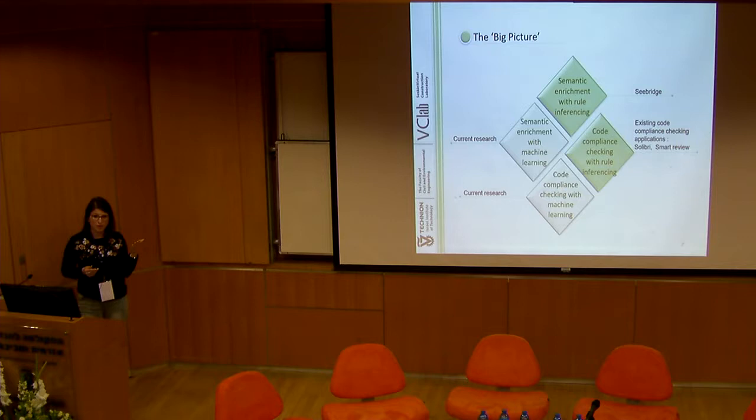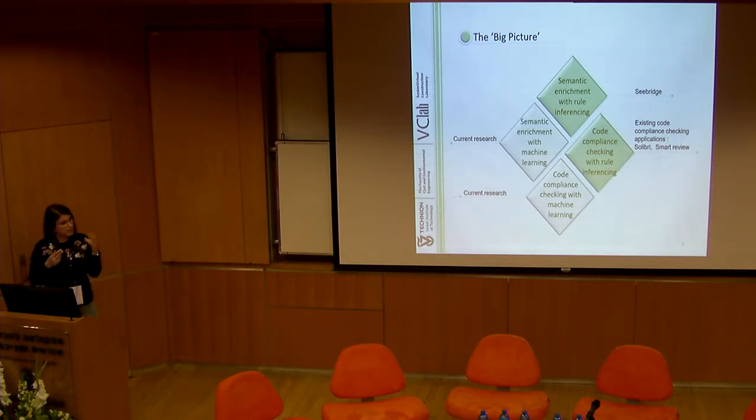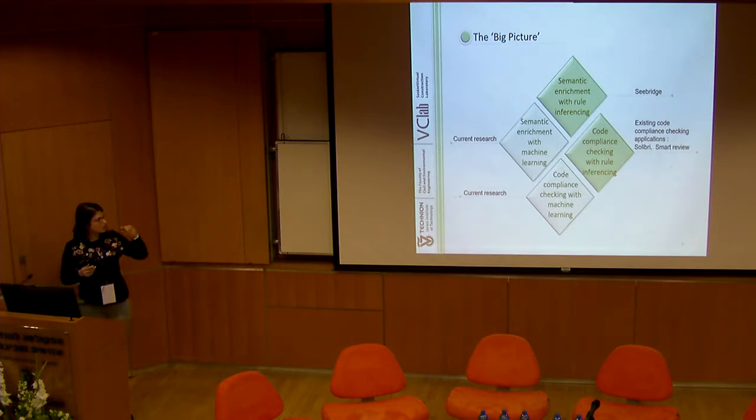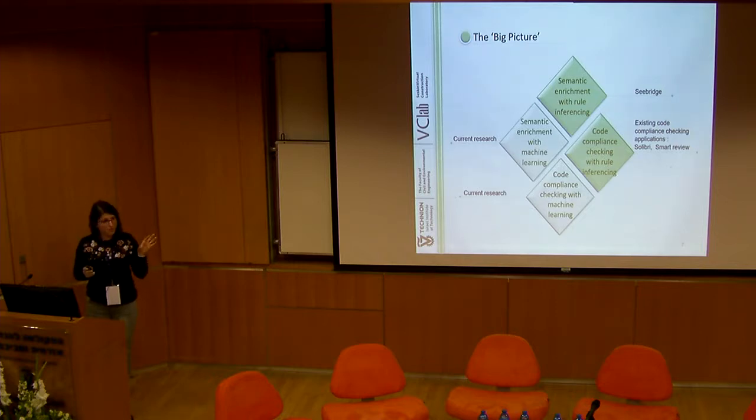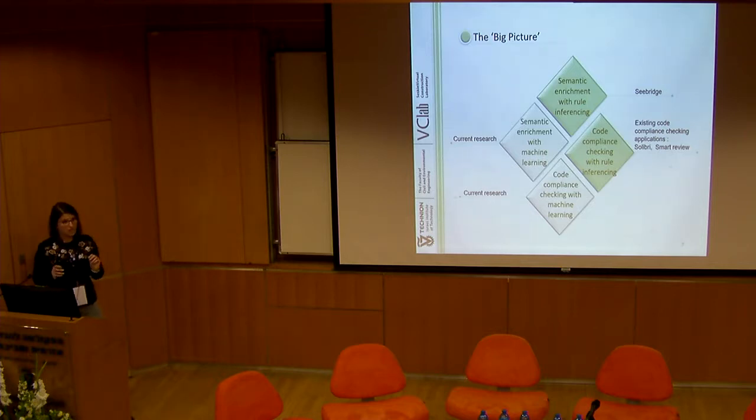And for the code checking as well, we have existing applications that were mentioned here today before, like Solibri, like SmartReview, and several others as well. And they are based on rules. They're based on rule sets. But the other two cells you see here are actually subjects that were not explored yet. And they are the real interests of our research right now. So we're talking about the application of machine learning approach to semantic enrichment and to code compliance checking.